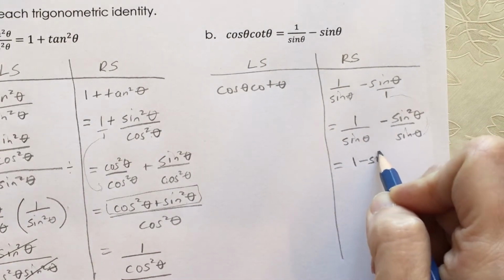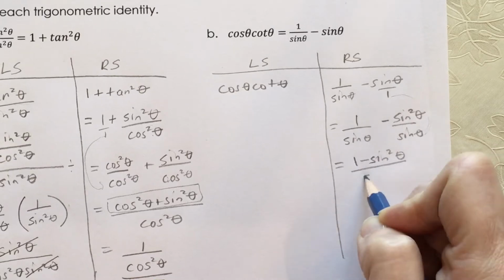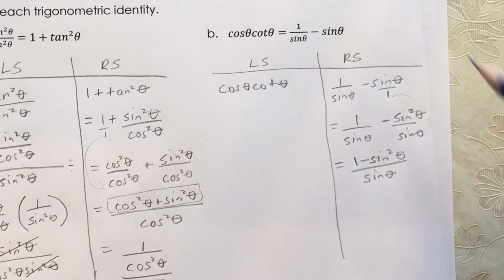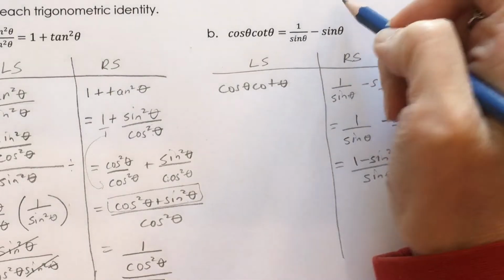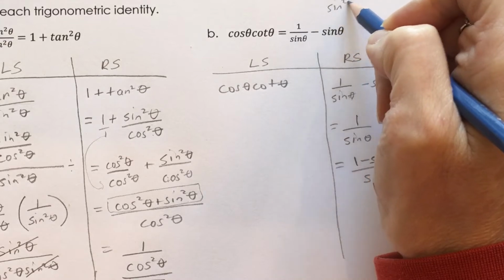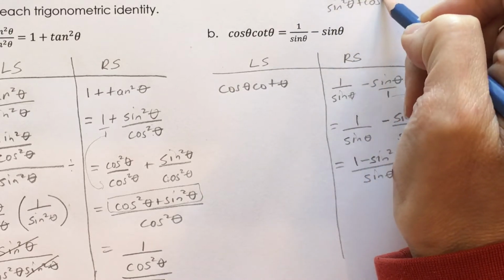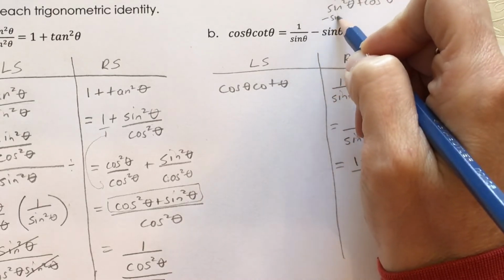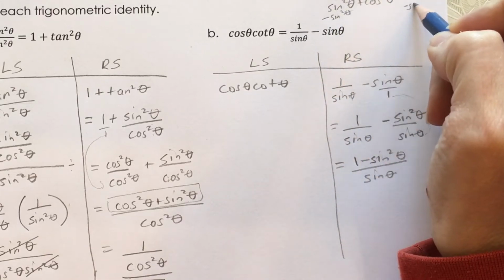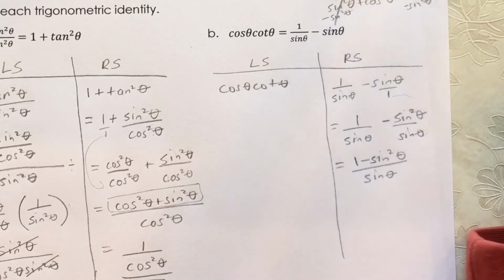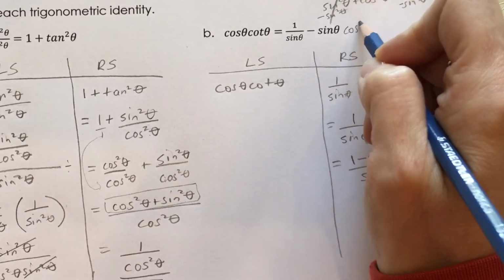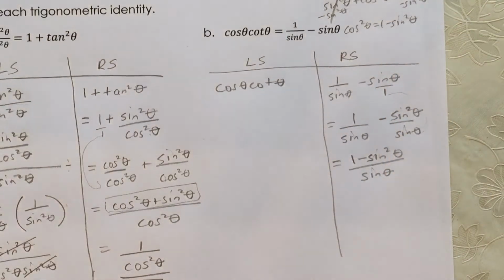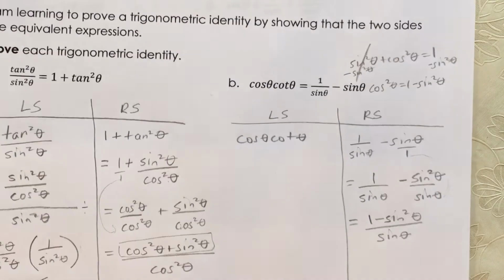Subtract the numerators over the common denominator. When you see a 1 and a sine squared, hopefully you think of something coming up here. Sine squared theta plus cos squared theta equals 1. So if I subtract sine squared theta on both sides, I get that cos squared theta is equal to 1 minus sine squared theta. So that's just using an identity that I know, the most famous identity that I know.